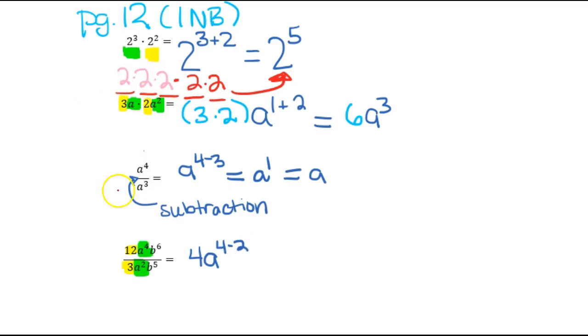And then last but not least, we have our b's. And this is going to be b to the 6 minus 5th power. So we go ahead and write this all out. We're going to have 4 a squared b. Now you notice 6 minus 5 is 1, so I just left this off and this will be our answer.